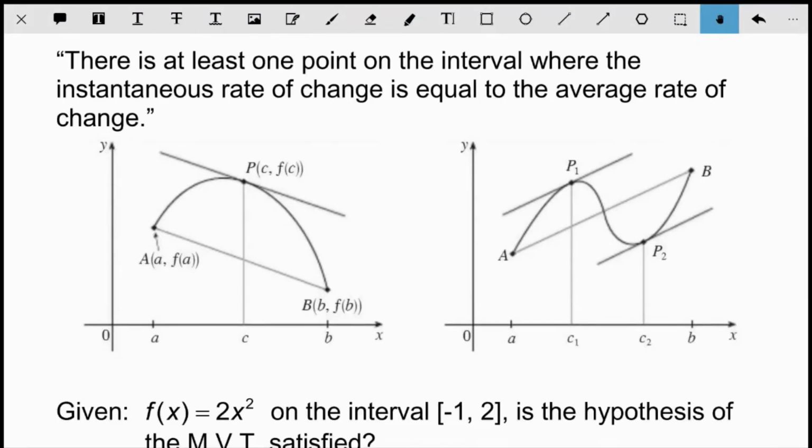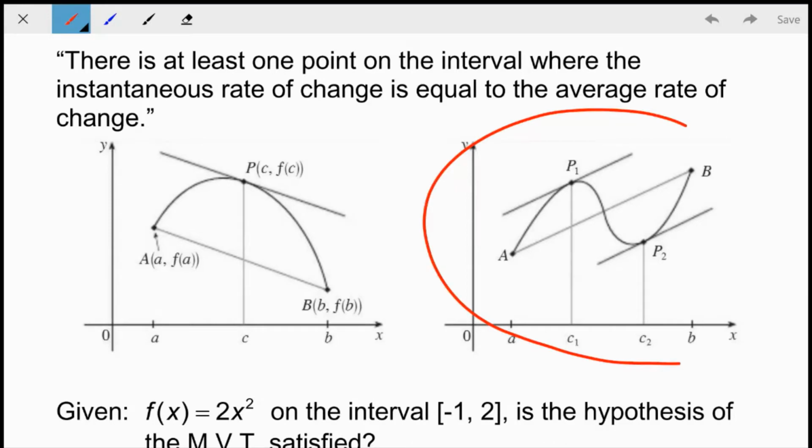So you can see this graph on the right, this one over here, and we had one like that in the exploration that you went through. It is possible you're going to have more than 1 point. So in this case, we had 2. You could have 3 or 4 or 5. It just depends on what your function looks like and what interval that you're looking at.